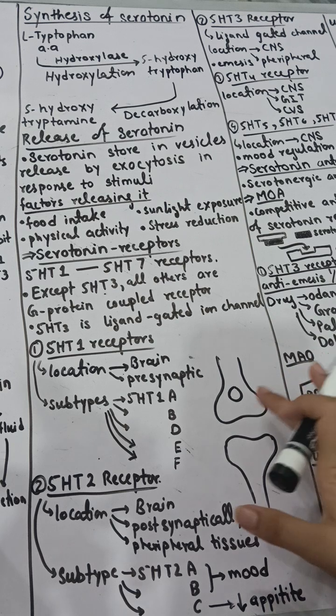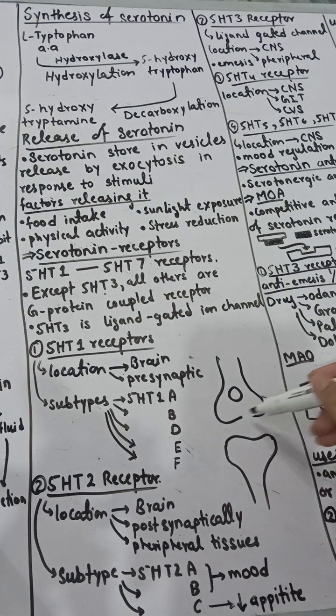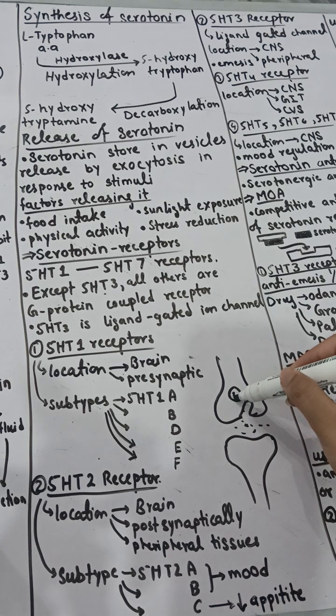This vesicle will fuse with that membrane, like I have drawn here. Now it will release out. Now this serotonin is released out into the synapse. So this vesicle contains serotonin in it. Now it has been released out into the synaptic cleft.